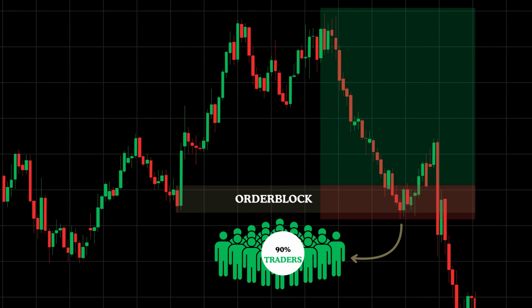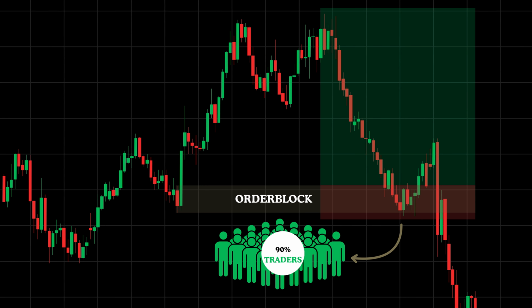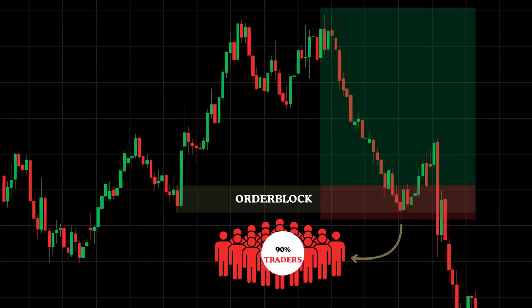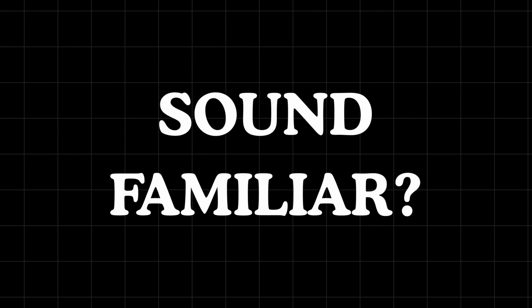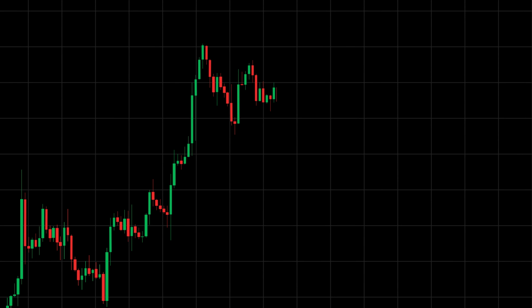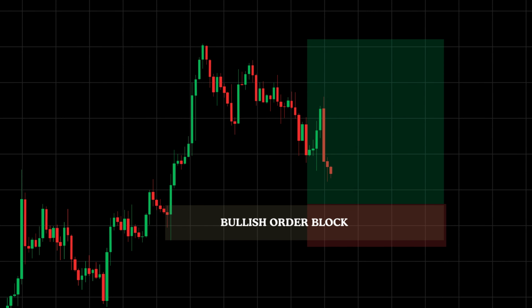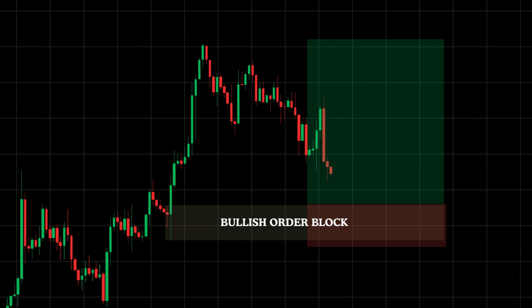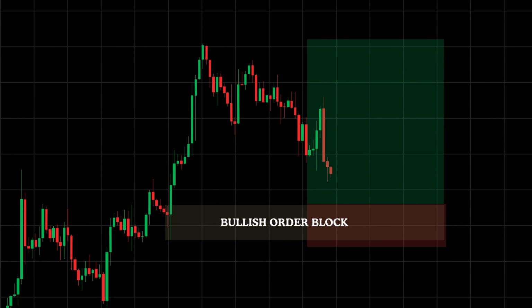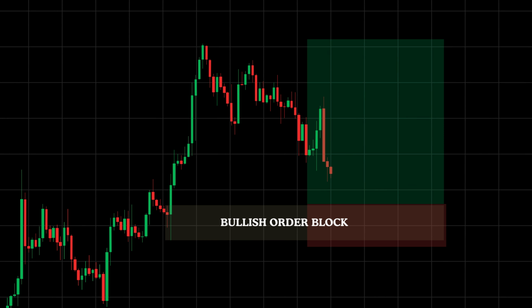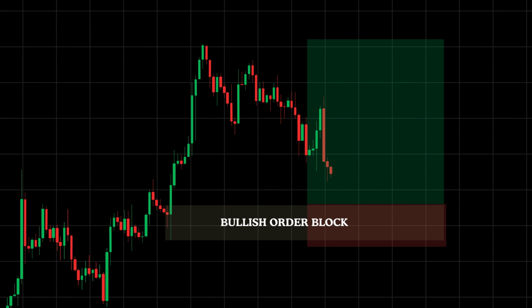Alright traders, let's have a serious moment. The majority of traders don't succeed because they're locked in on all the wrong aspects. It's the reason nearly 90% never see consistent results. Sound familiar? Maybe you've been spending countless hours plotting out order blocks, thinking that's the ultimate key. But here's the truth. Just identifying them won't cut it. What really matters is whether you know how to apply them like professional traders do.